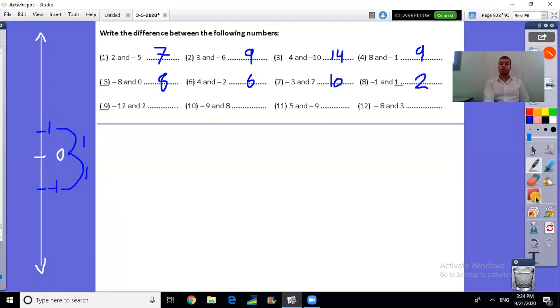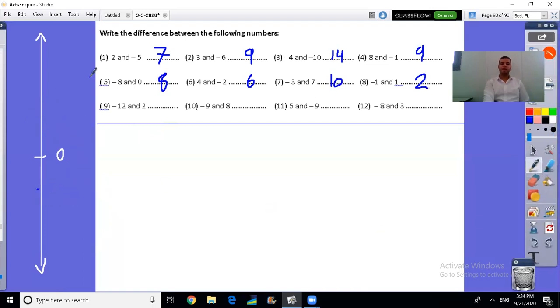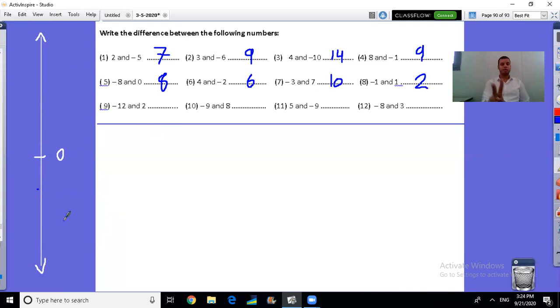All right, -12 and 2. Pause the video, please. Think about your answer, and then come back again. -12, I can do it in 2 ways. Mentally, between -12 and 0, 0 is always there in the middle. Not halfway, I just mean that it's there between them. So here, from -12 to 0, 12 numbers. From 0 to 2, 2 numbers. 2 and 12 is 14.